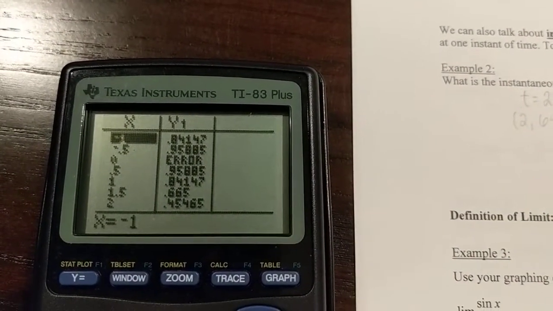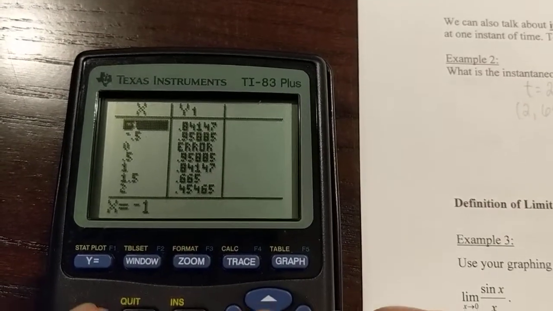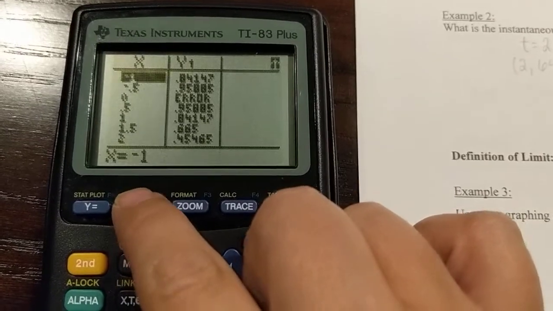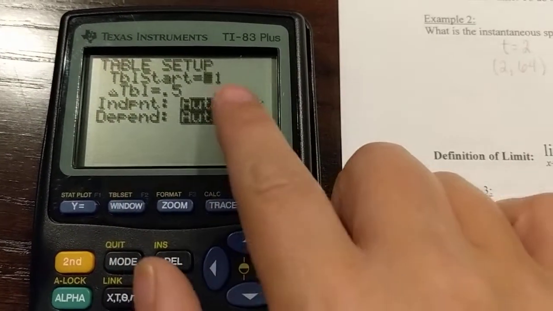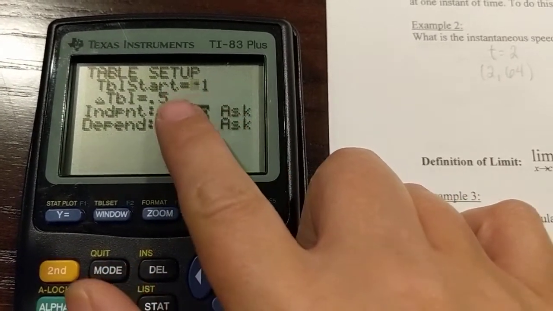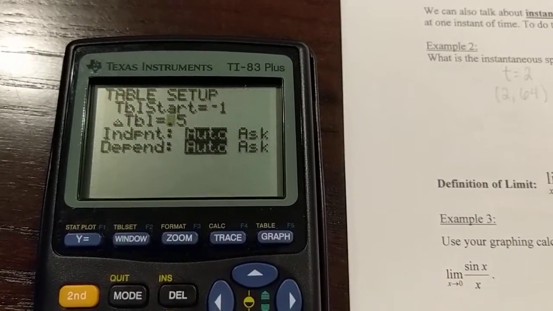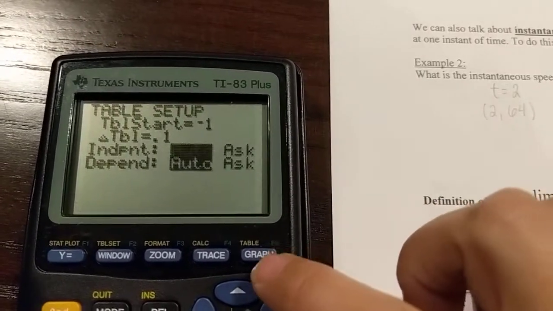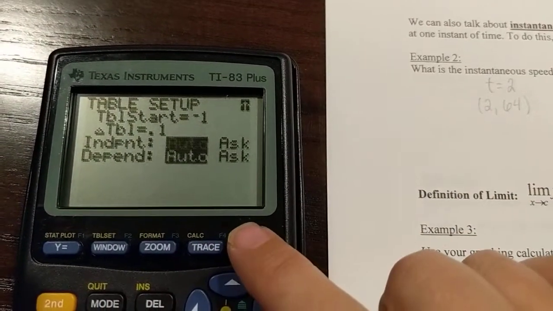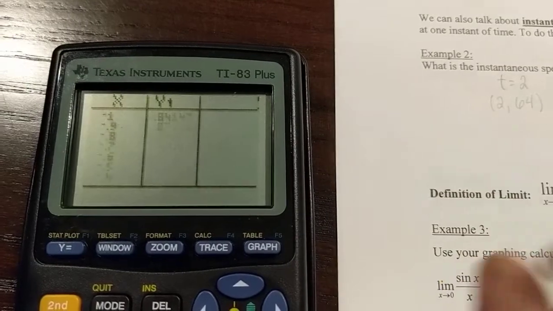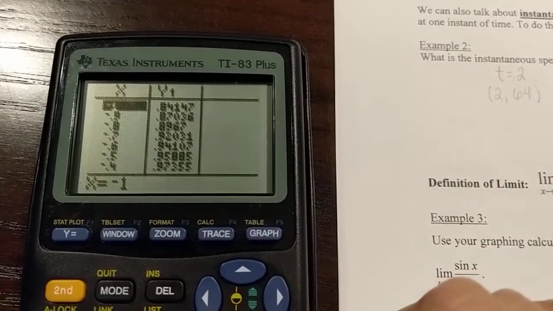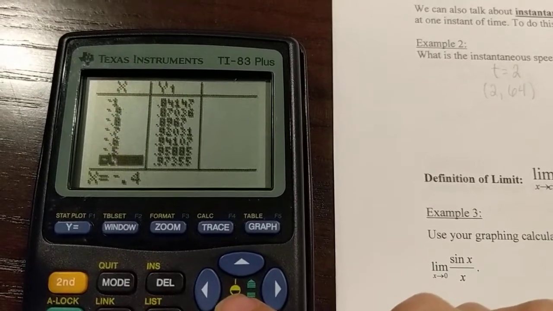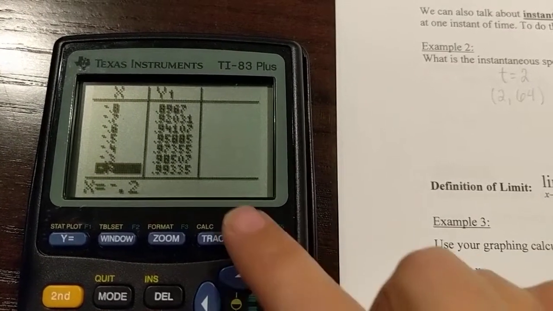But something magical on your calculator, you can change how your table is set up. So we're going to hit second and then table set. And I'm going to have my table start at -1, but I want my table to go up by 0.1s so that I can get a little bit closer to 0. And then I'm going to go back to my table. And so now I can kind of creep up on 0 a little bit more. You can see it's getting closer and closer to 1.